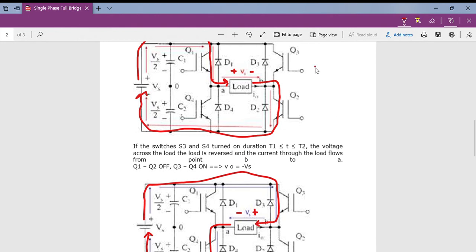So if we draw the output load voltage with respect to time, we get in mode 1 positive Vs voltage, as the source is connected, that is V suffix S. In the next mode we are getting negative Vs voltage. Again in the next mode we are getting positive Vs voltage, and in the next mode negative voltage. So this kind of alternating voltage we are getting across the load terminal.